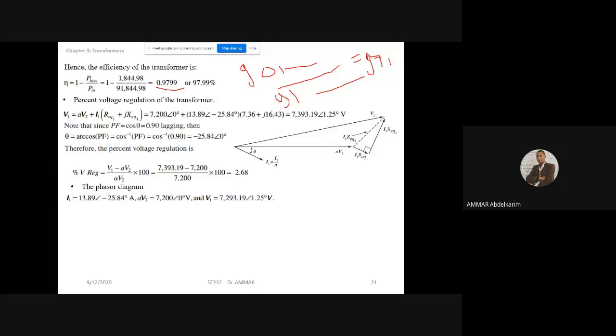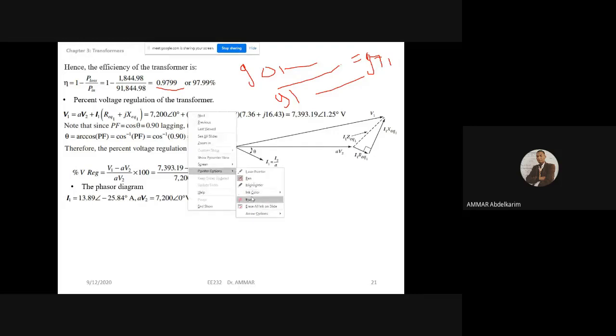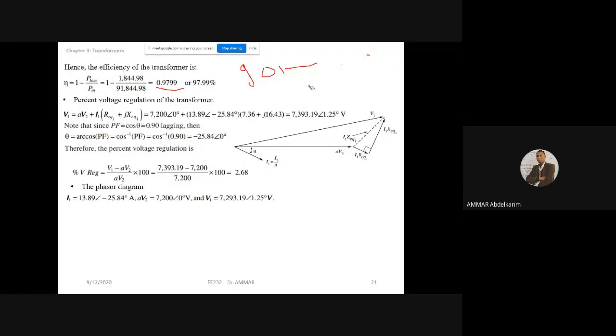Mostly the efficiency of transformers is high compared to motors, for example, because in motors we have another type of losses, the mechanical losses, since motors have a rotating, moving part. They have core losses, copper losses, plus the mechanical losses. In transformers, we don't have mechanical losses. That's why the efficiency of the transformer is almost always high. So here the efficiency is 0.97 or 97%, if we want to take it as a percentage.